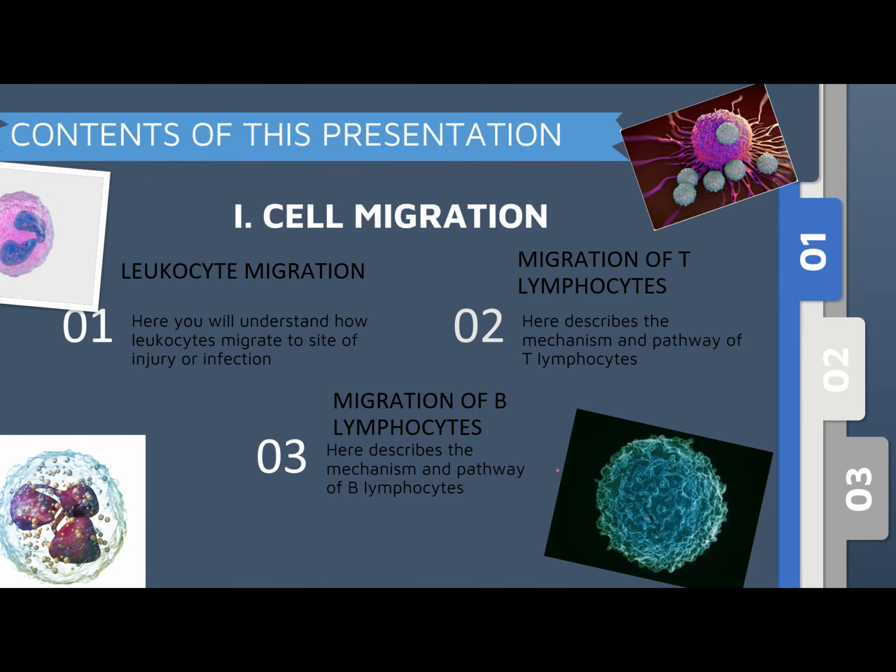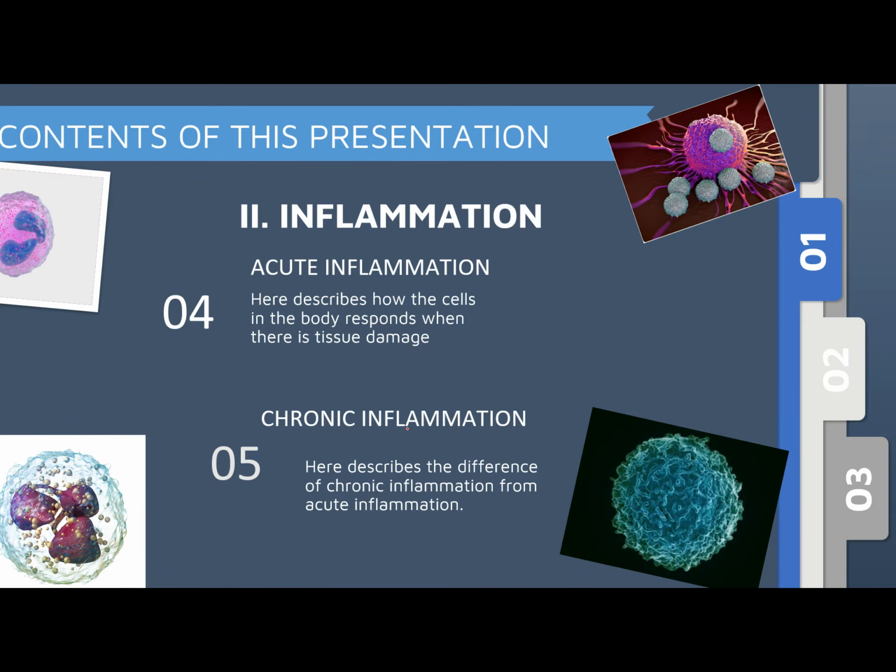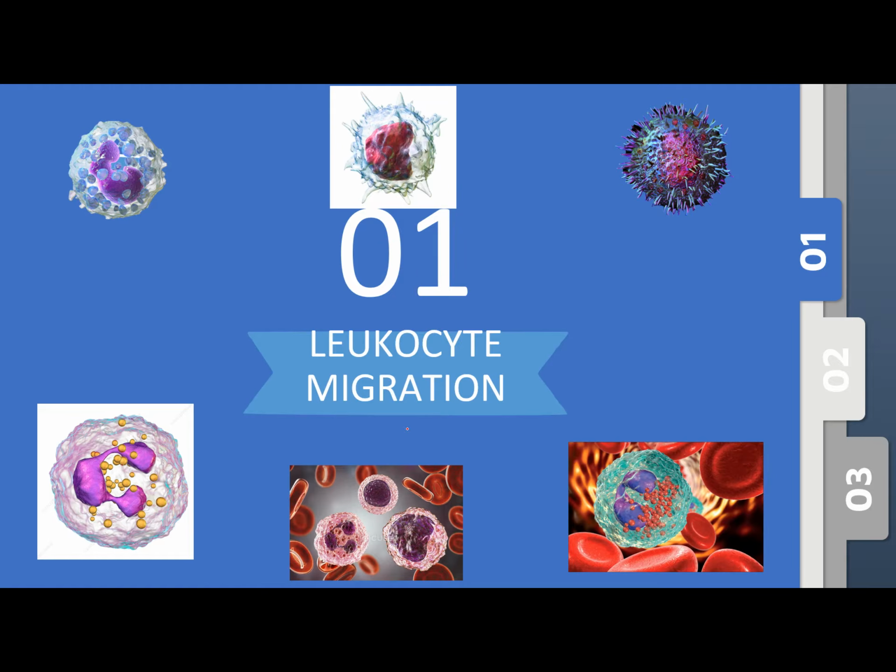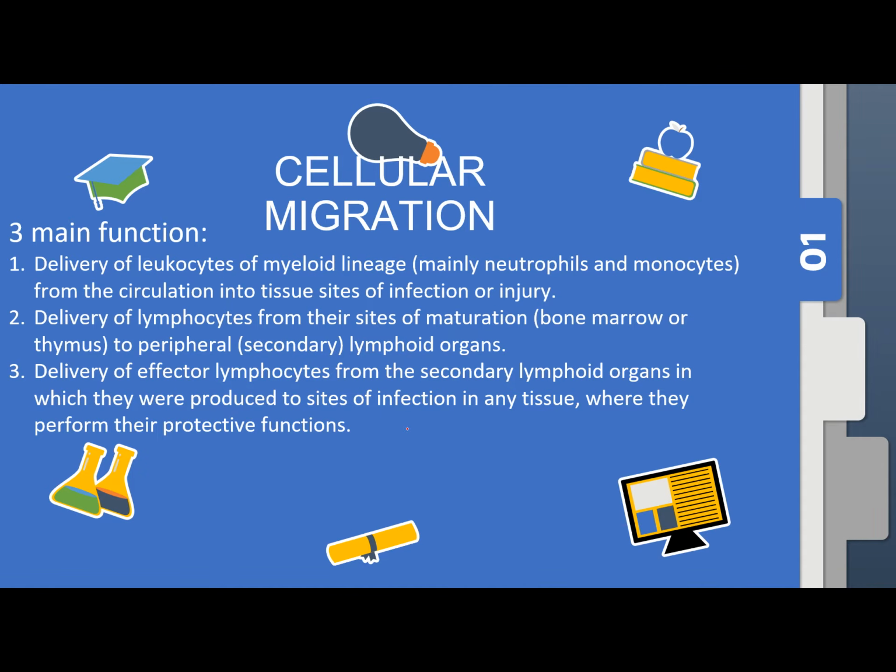For this module class, we're going to tackle your cell migration, which will deal with leukocyte migration. Here you will understand how leukocytes would migrate to the site of injury or infection. Then two, the migration of T cells and the migration of B cells. So we will tackle them one by one. And the second topic, we will deal with your inflammation. What is acute inflammation and chronic inflammation? Now let's start first with your leukocyte migration.